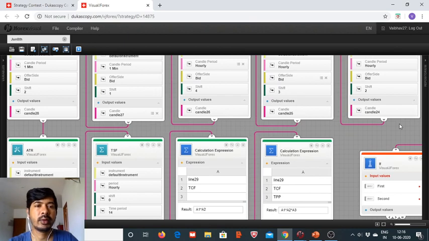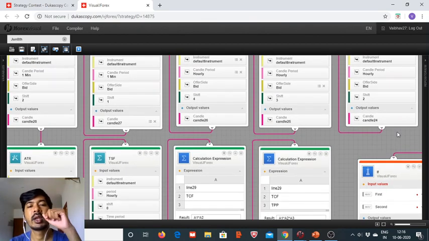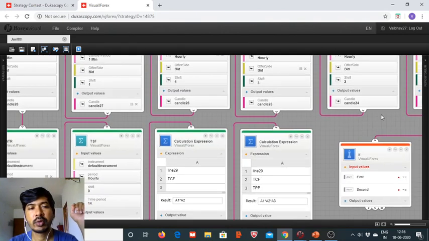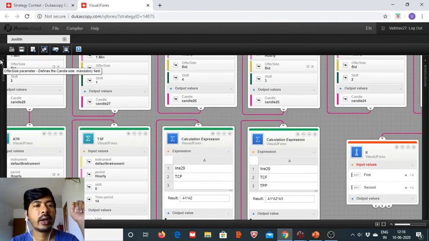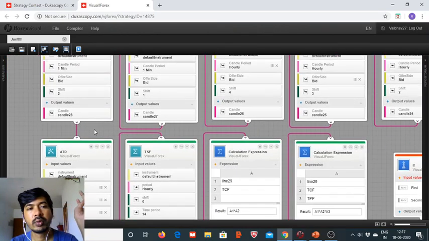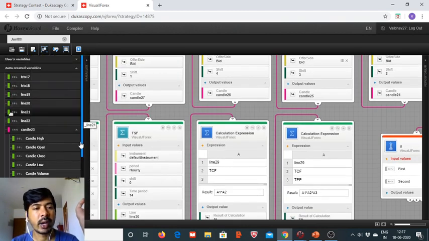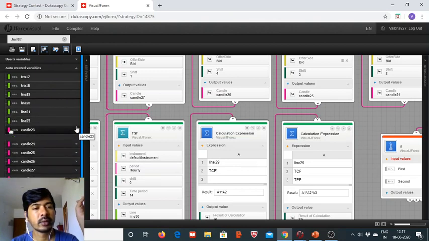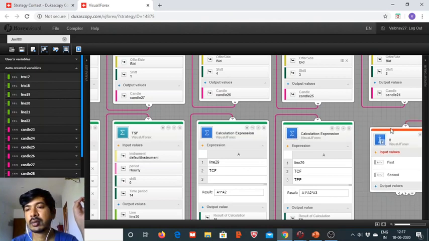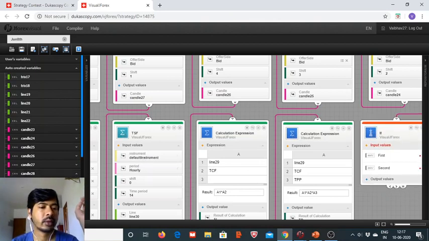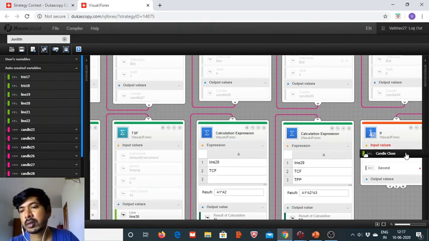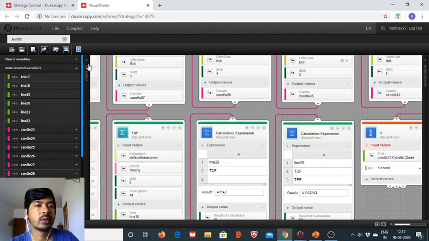So here we get the closing levels for candle 27 and candle 28. Candle 28 should have closed higher. Here is candle 28 with look back period of 2, shift 2. That means it is the candle which has closed 2 minutes back, and it should have closed higher. So we take candle 28's closing level, and there's this candle 28's close.